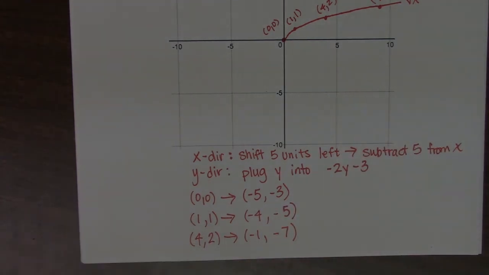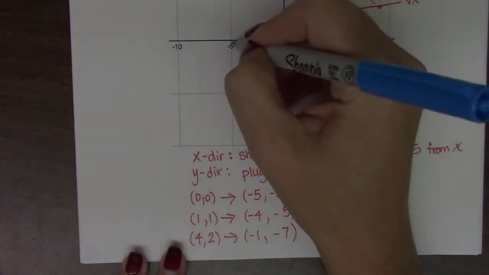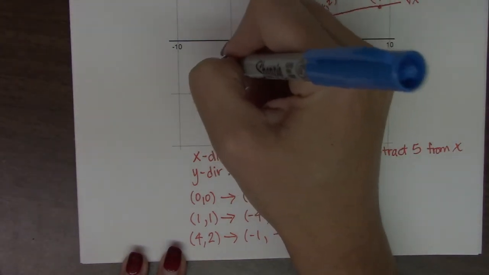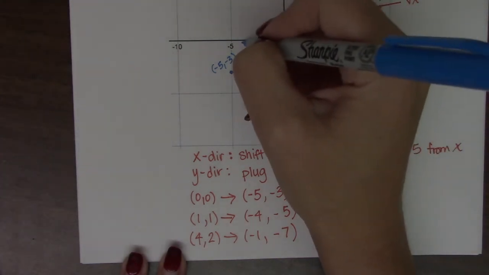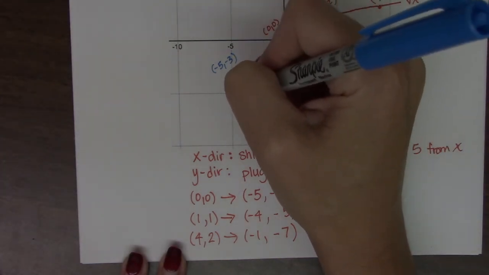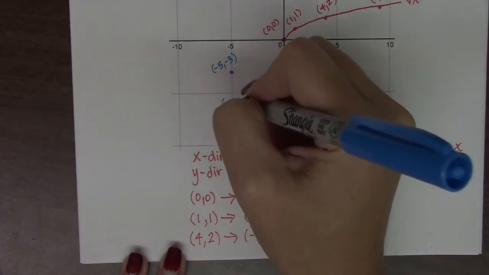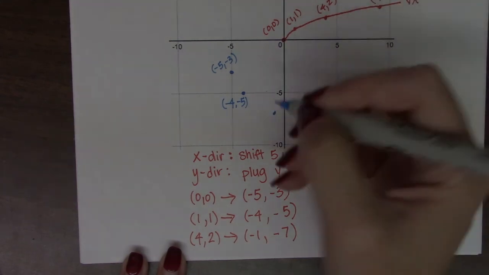So these are the new graph points I want to plot. I'm going to plot these in a different color so we can see them. So (-5, 3), or (-5, -3), excuse me. There's -5, 1, 2, 3. Here's (-5, -3). (-4, -5) is here. And then (-1, -7).